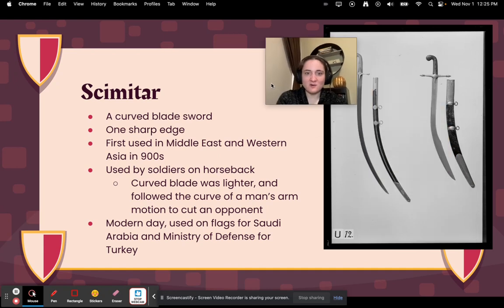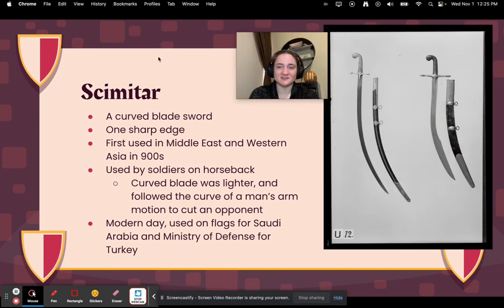All right, now we will talk about the scimitar, which is kind of an iconic sword. Whenever I see the sword, I think of Disney's Aladdin. They had those in that movie. But it's a curved blade sword. One edge is very sharp, the other one's a little bit more dull.